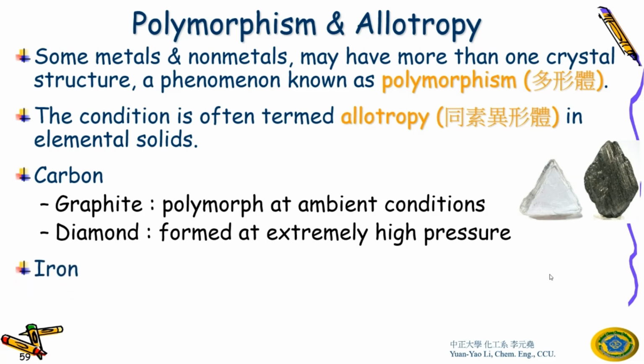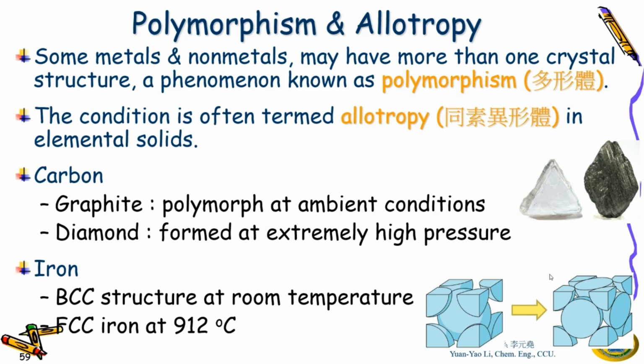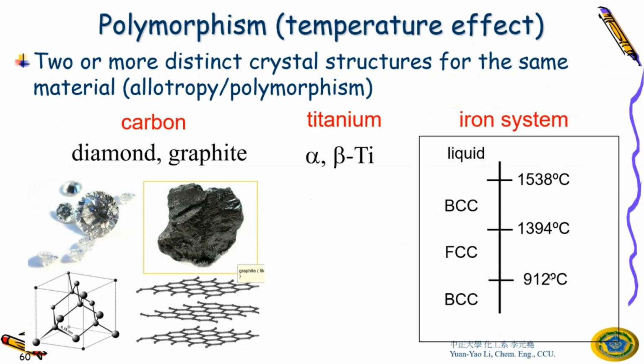So for iron at room temperature, it is BCC. But if you increase the temperature up to 912 Celsius, the structure changes from BCC to FCC. This is because the temperature changes and then the atoms move. The structure changes, so from BCC it becomes what? FCC. So you can play with the structures by temperature. So these are the examples.